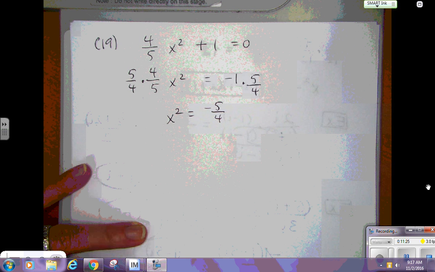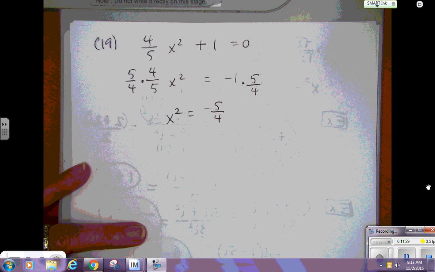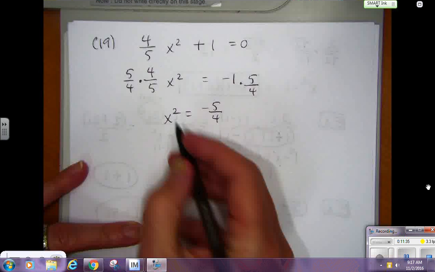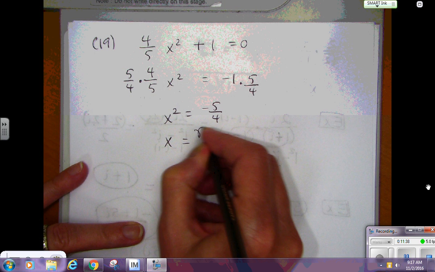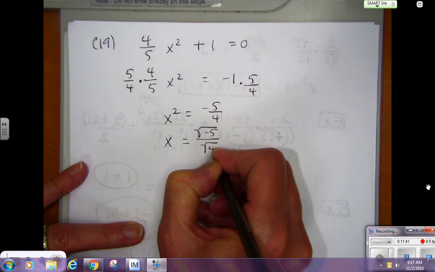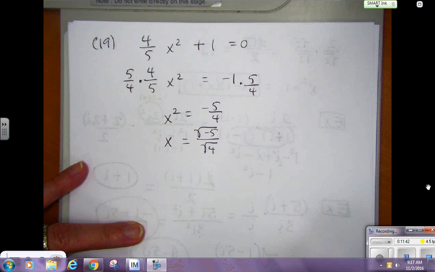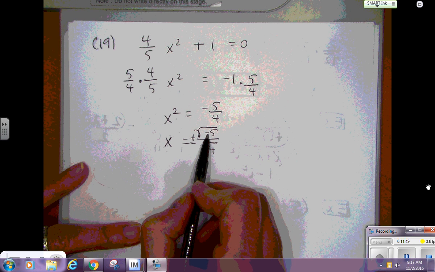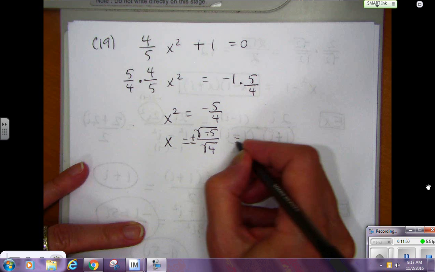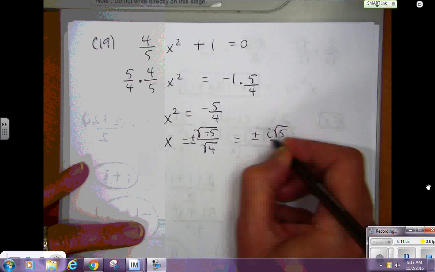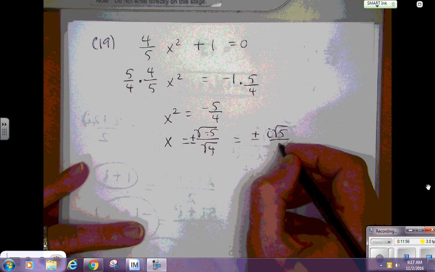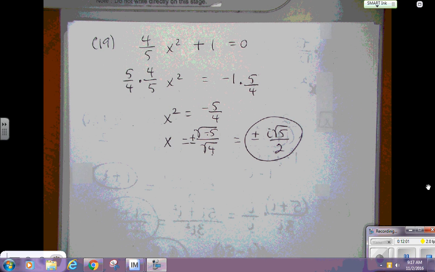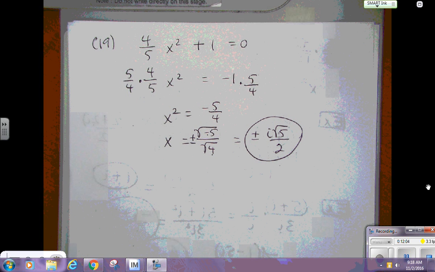You only need the negative one time in your fraction. And I'm going to keep it with the numerator so it'll simplify easier. Okay, so now I'm going to take the square root. I'm going to have the square root of negative 5 over the square root of 4. I'm going to put the plus or minus in front. And I can simplify the numerator by taking out the i. And the denominator is just going to be 2. So that would be your answer. Any questions?